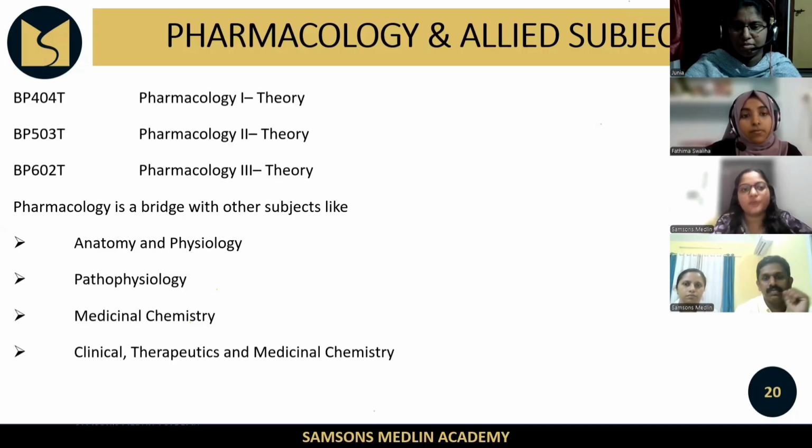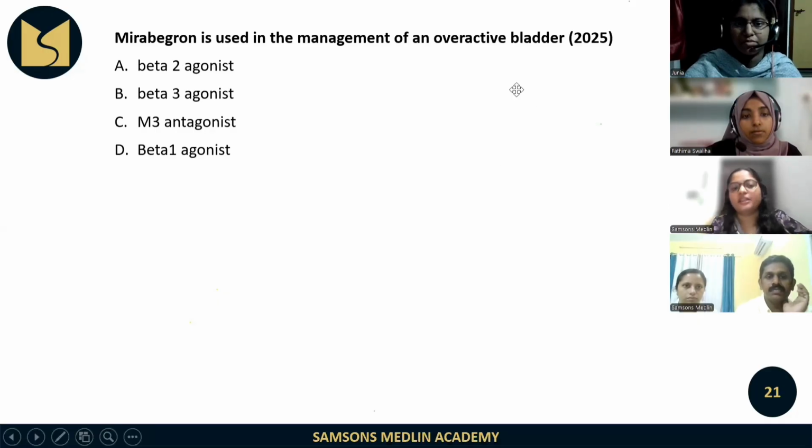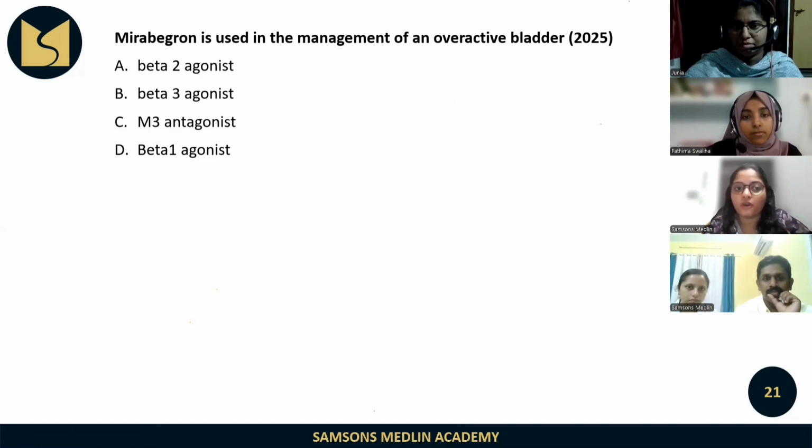Okay, now let's see a question. This was a previous year question, asked last year in 2025 GPAT. The question is, mirabegron is used in the management of an overactive bladder. They have given you 4 options: beta-2 agonist, beta-3 agonist, M3 antagonist, and beta-1 agonist. In which receptor is this mirabegron acting? Anybody? Have you heard about this drug?